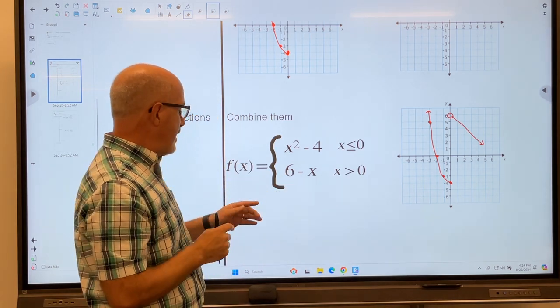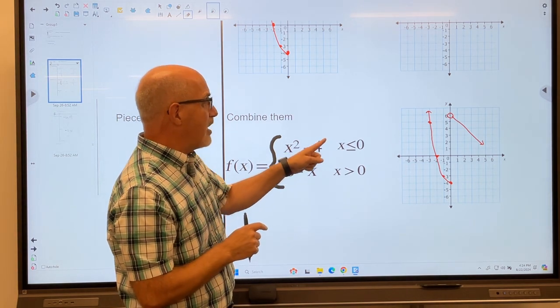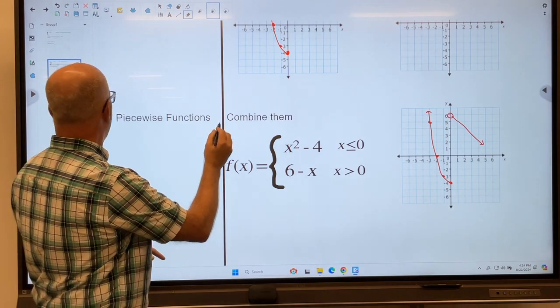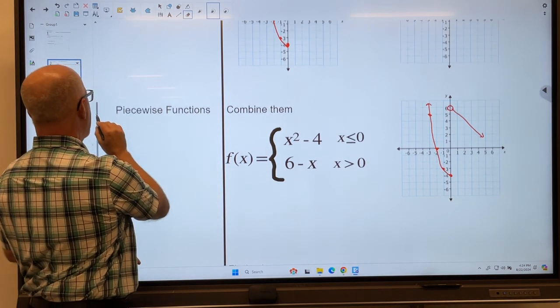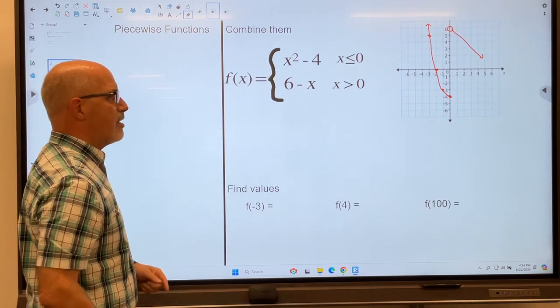So to summarize, what we want to make sure we do is take each of these rules and only apply the domain given to us there. So let's add to it a little bit of information. We want to find some values for this.